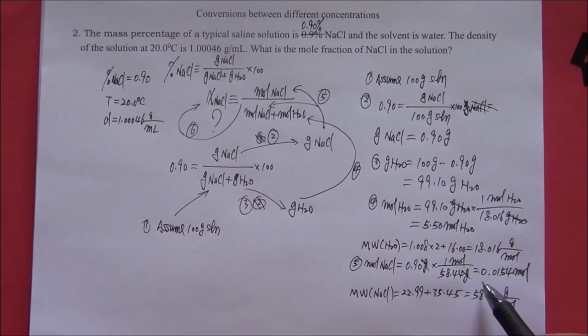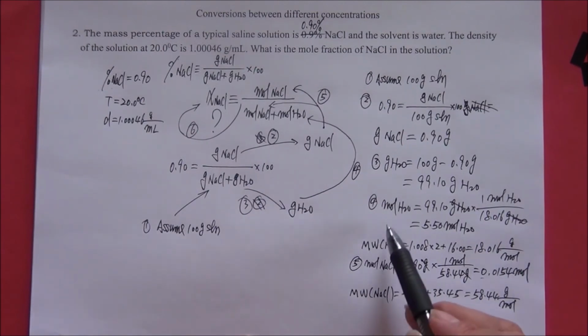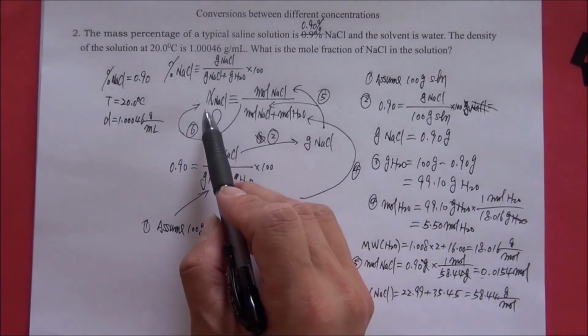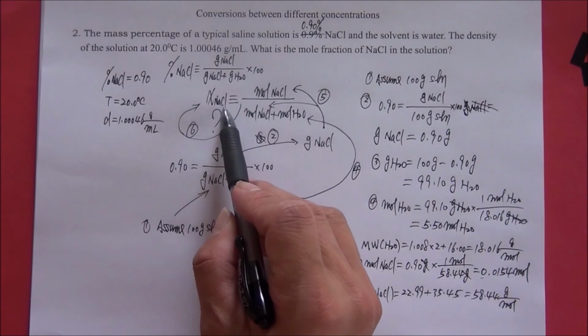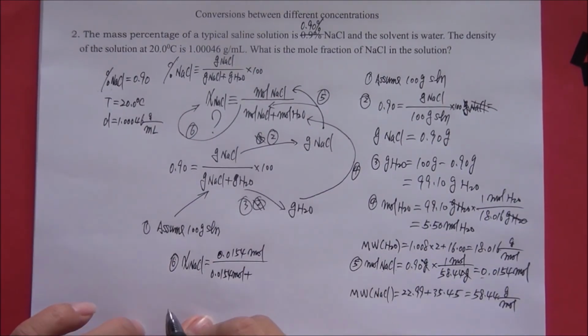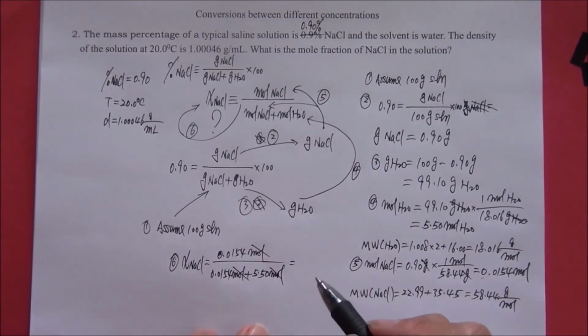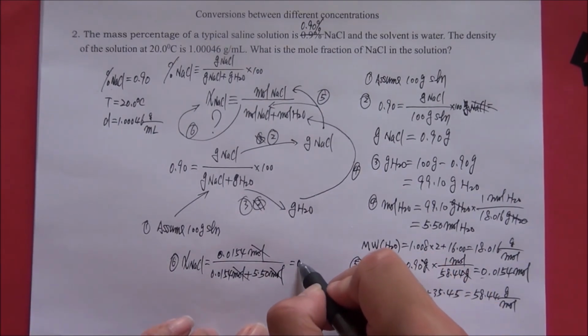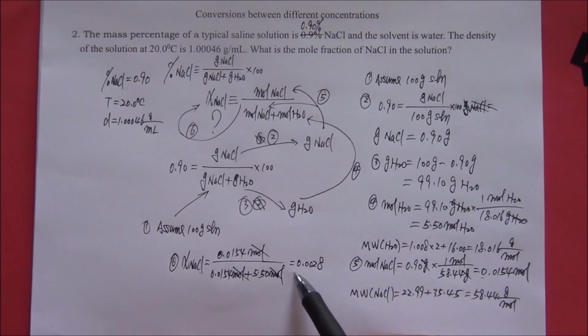Now we will plug the moles of sodium chloride and the moles of water into the definition of the mole fraction of sodium chloride. The answer we get is 0.0028. The mole fraction does not have a unit.